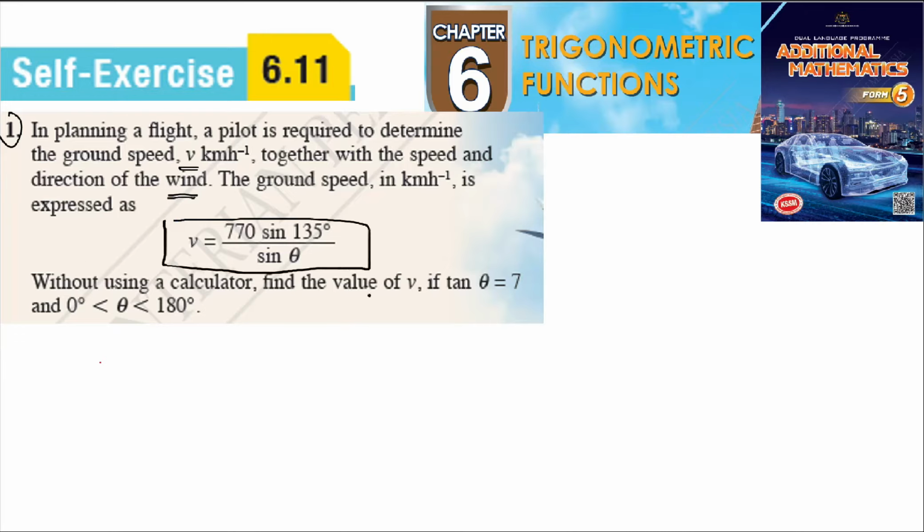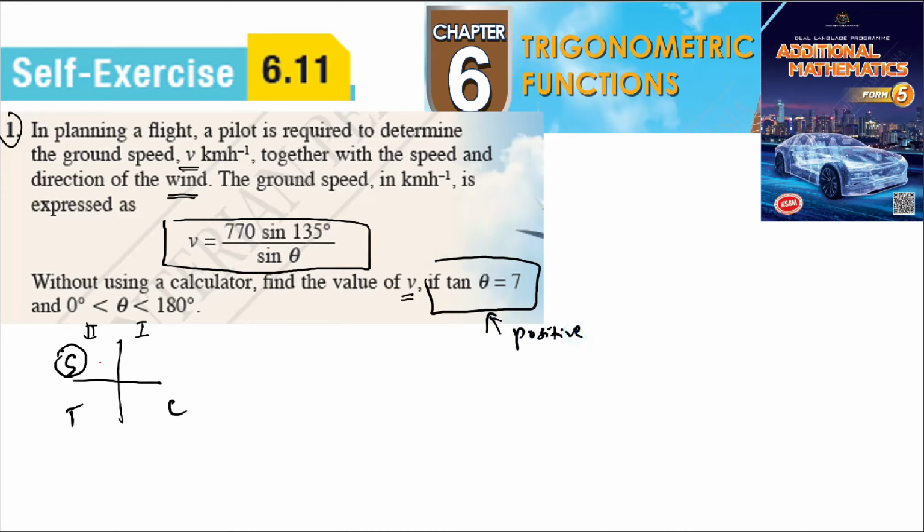Without using a calculator, find the value of V if tangent theta is equal to 7 and theta is between 0 and 180. So we know that theta is 0 to 180, right? So it might be in the first or second quadrant. But in the second quadrant, we know ASTC, only sine is positive. And you see here the value of tangent is positive, so it cannot be in the second quadrant. So this one is in the first quadrant.